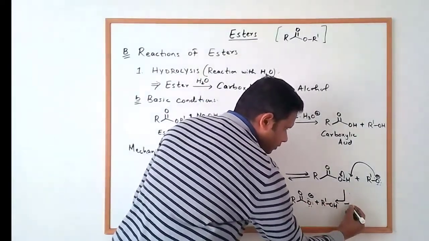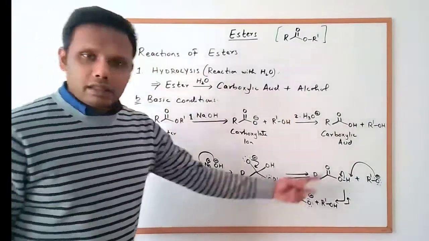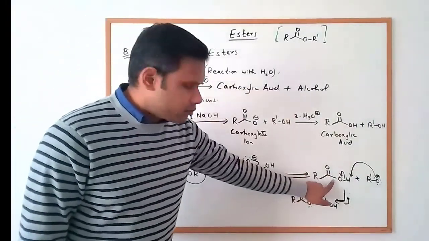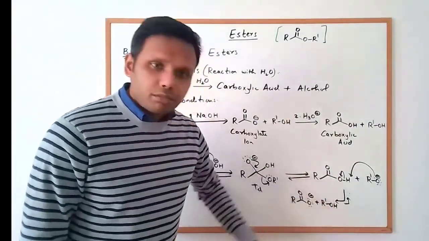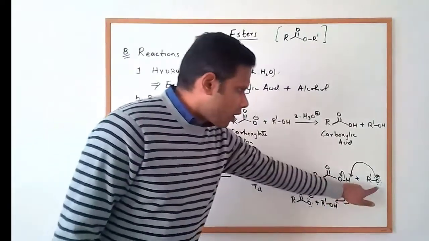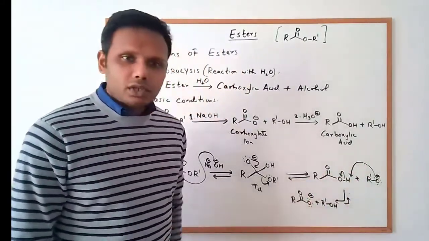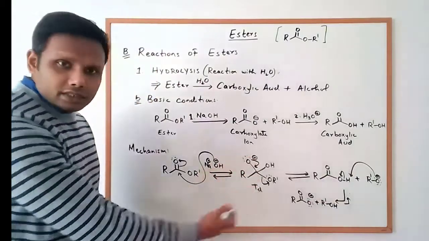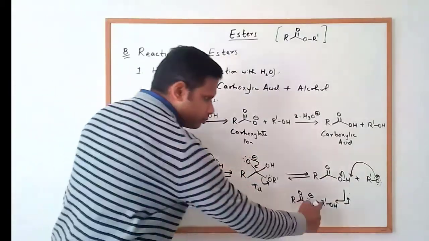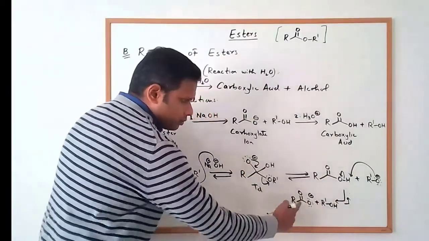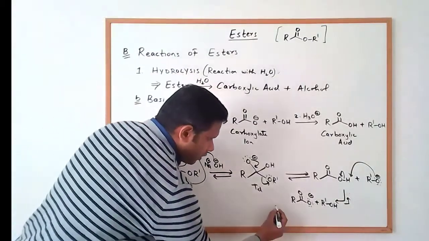So it's not so favored in the backward direction, because the carboxylic acid is a stronger acid compared to the alcohol here, or the alkoxide is a stronger base compared to the carboxylate, okay? Either way, it is favored in the forward direction, so you end up with the carboxylate ion.